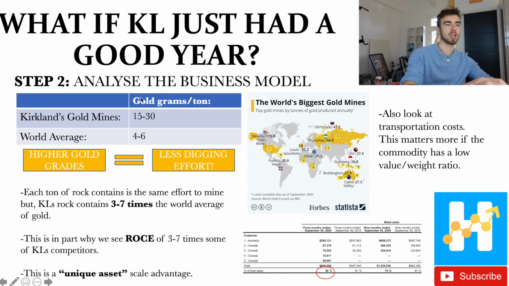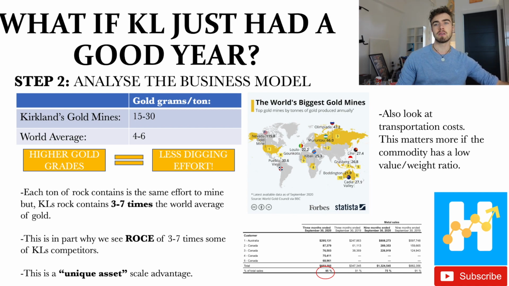Because gold is such a high price and such a precious metal, the difference between 30 grams of gold per ton and 6 grams per ton is huge. And this is why you see the return on capital employed 3 to 7 times some of Kirkland's competitors, because they're only mining about 5 grams per ton, right? And Kirkland is doing 20, 25, in some cases 30 grams per ton.